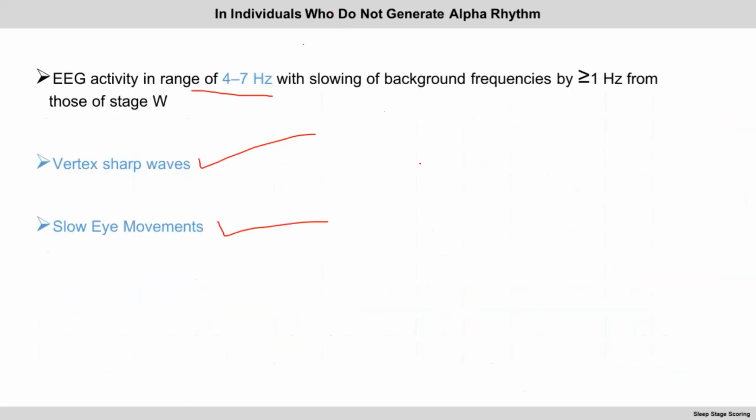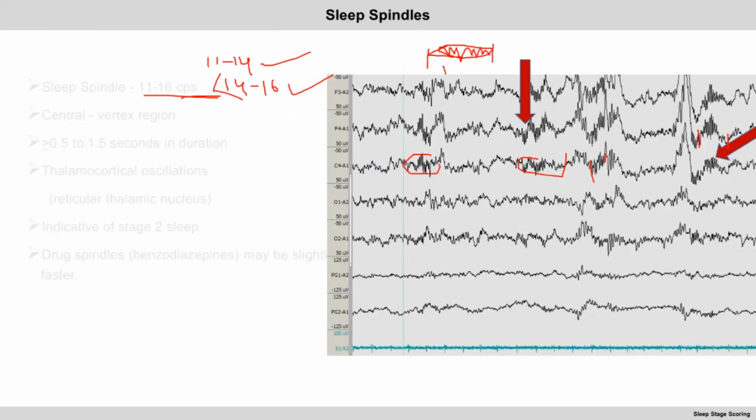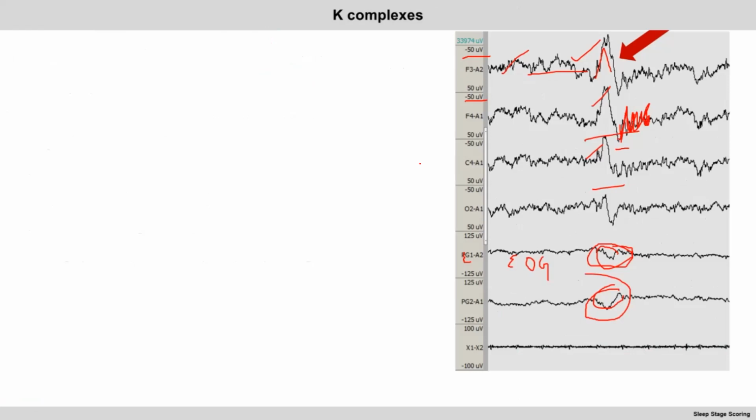So if the person does not generate alpha rhythm, then you have to look for the vertex waves, slow eye movements, low amplitude mixed frequency, and arousals. I have explained it already. So a 3 to 15-second wake, a shift towards higher frequency with preceding 10 seconds of sleep, and sleep spindles. And K complexes: first a negative deflection, then positive, and the peak to peak amplitude is also there.